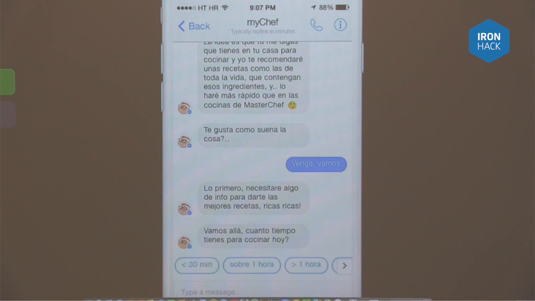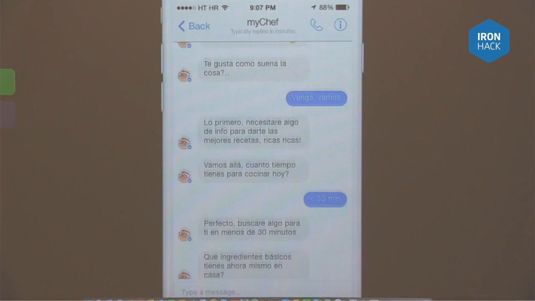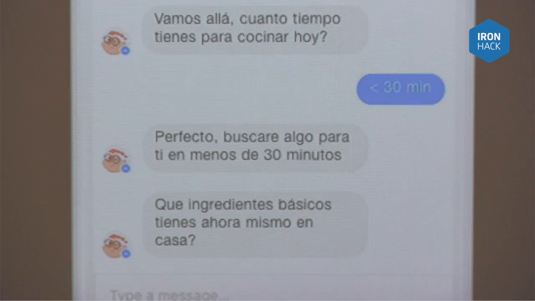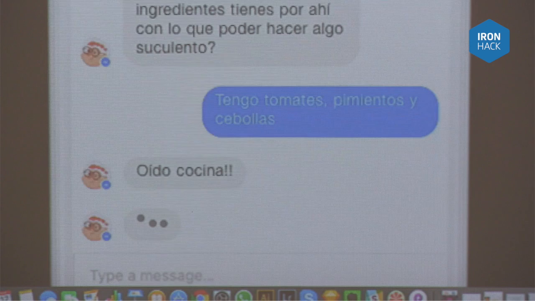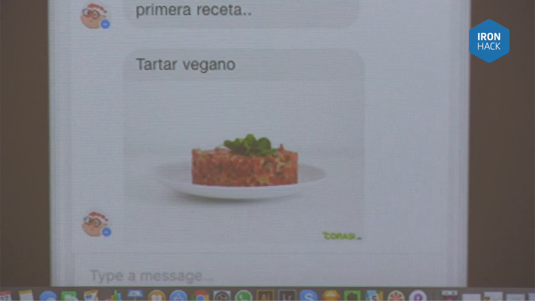Yes, three questions. First question asks about the time: what time do you have to cook? Then the basic ingredients that you have, and second, the normal ingredients, like tomato, pepper, and onions. So the copy is related to the personality of the bot.